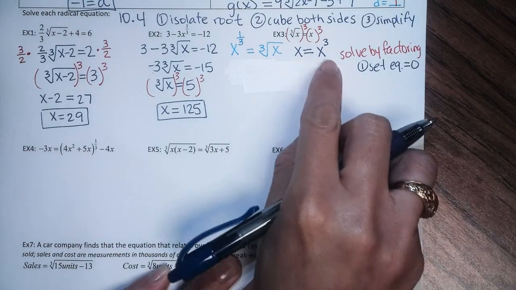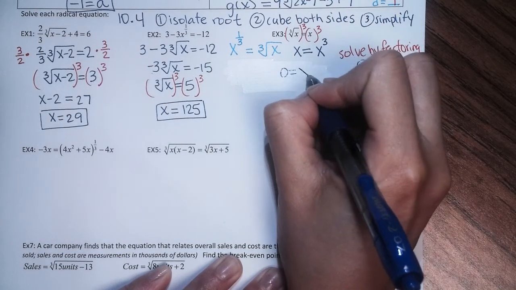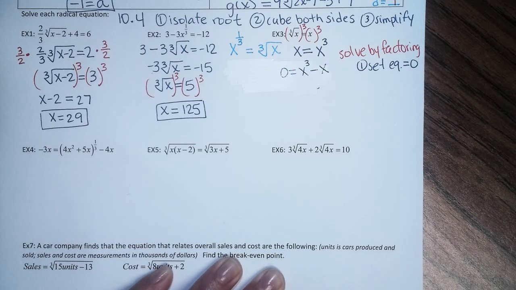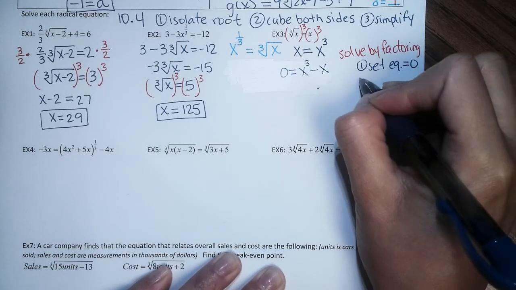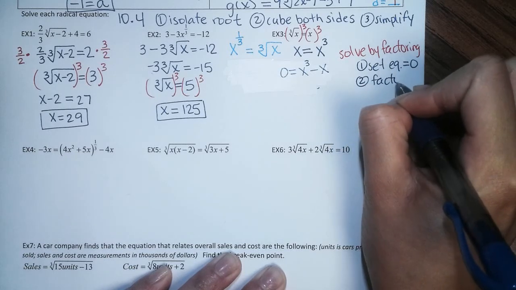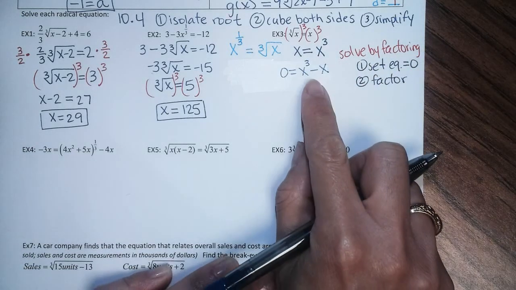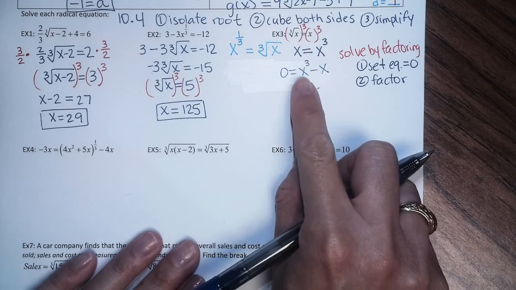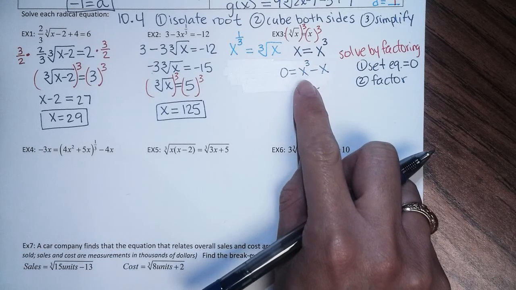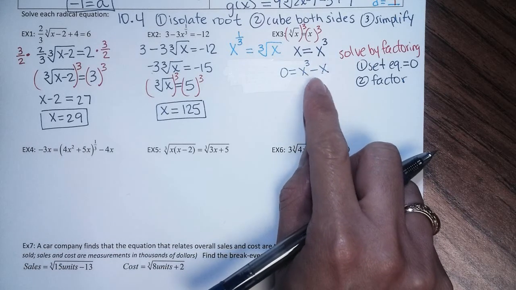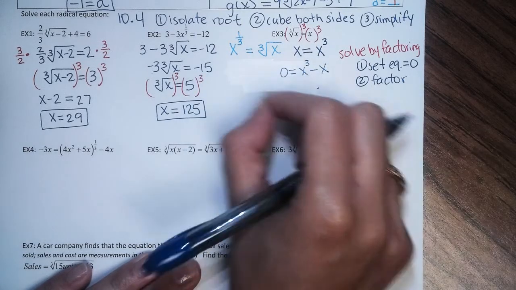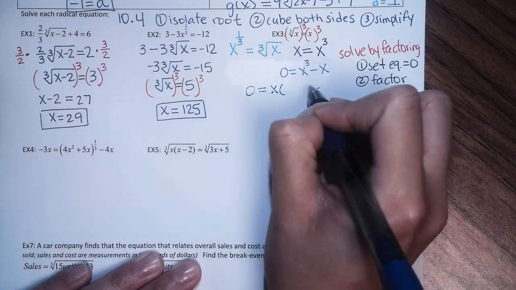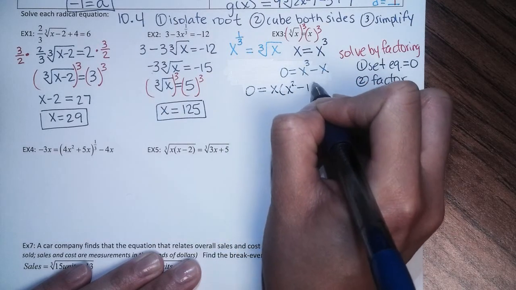So let me move the x over. 0 equals x cubed minus x. Step 2, just factor. Here, x cubed minus x does factor because for starters, there's a GCF of x. Since the first term has an x cubed, and then you have a minus x, we need to factor an x out. So it would look like this: 0 equals x, parentheses, x squared minus 1.